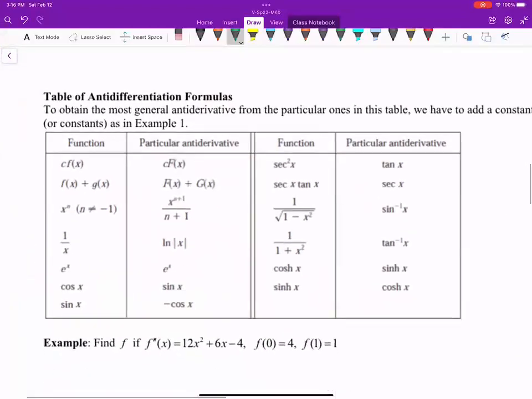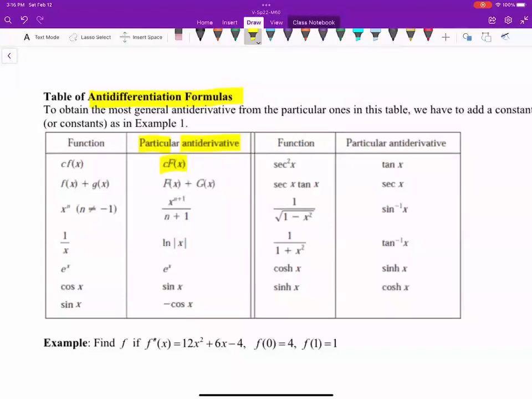So we have a bunch of formulas here, a table of antiderivative formulas. These are some of the basic ones, and you're going to see a lot more. If the function is c times f of x, what is its antiderivative? Here we are not talking about general antiderivatives. We are going to do the particular antiderivative, where we assume the constant to be equal to 0. So c times f of x has antiderivative c times uppercase F of x, where uppercase F of x is the antiderivative of lowercase f of x.